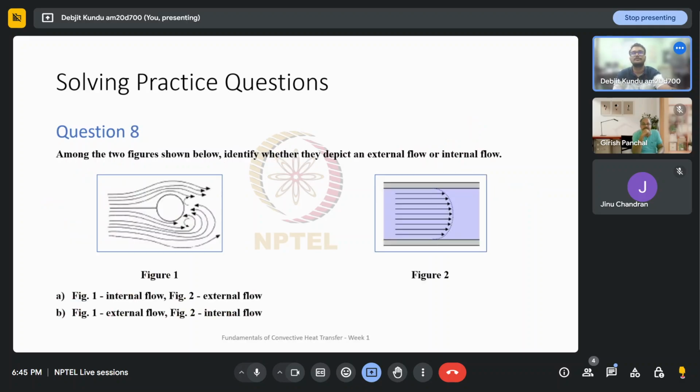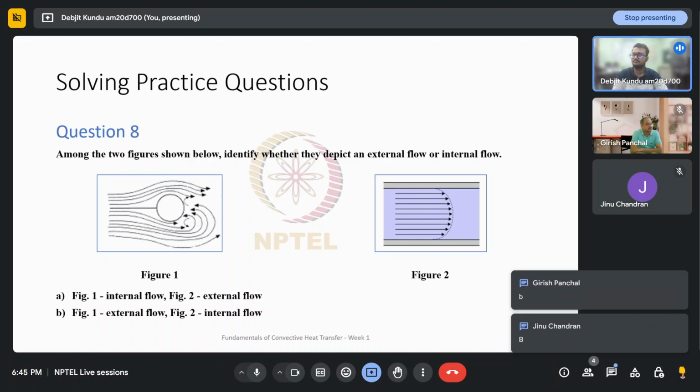If not, we'll move on to question number 8 now. We have two figures that we're looking at here, and the question is telling us that among the two figures shown below, identify whether they depict an external flow or an internal flow. So there are two figures, figure 1 and 2. You have to match which one is an internal and which one is an external flow. The two options are A and B: is one internal flow and two external, or one external and two internal?